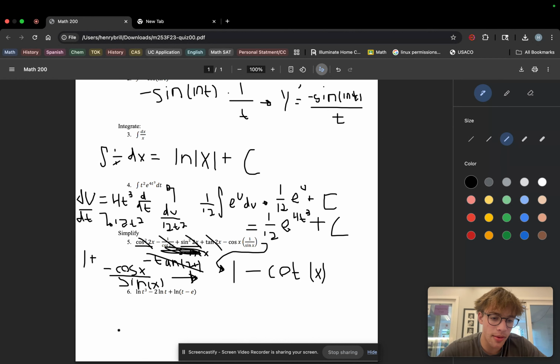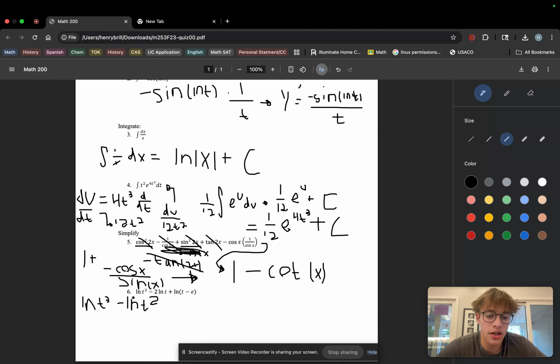Okay, now for the last problem, this one uses a lot of log rules. The first part that I'm going to rewrite is, we keep the first one the same, and when you have something in front of the ln, you move it to the power. So this turns into ln t cubed minus ln t squared.